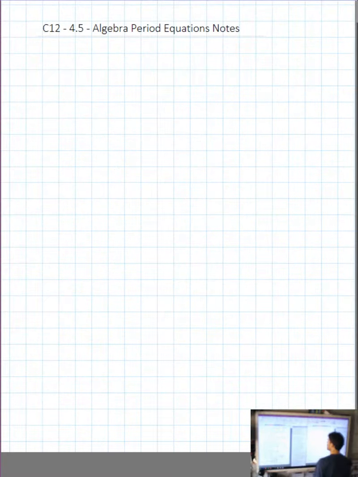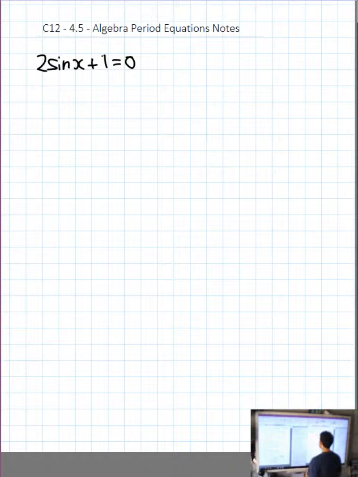Okay, let's take a look at some algebra, some period equations, etc. So let's start at the top with 2 sine x, remember interchangeable with theta, plus 1 equals 0. So I can subtract 1 from both sides. 2 sine x equals -1, and then I can divide both sides by 2.